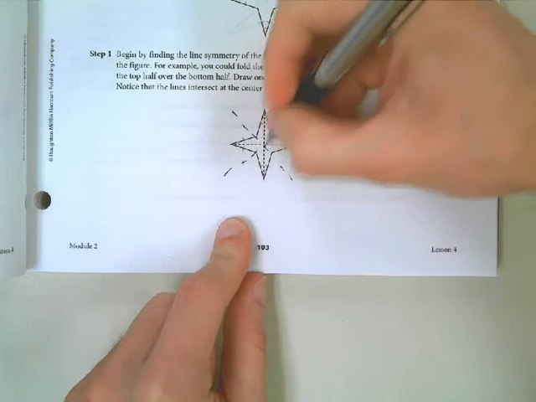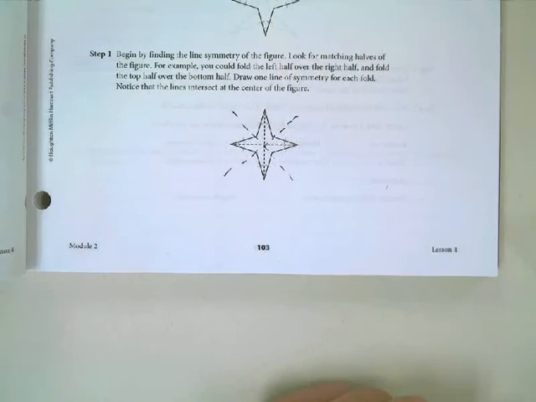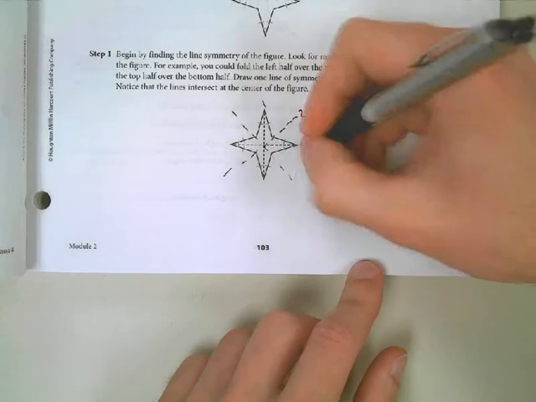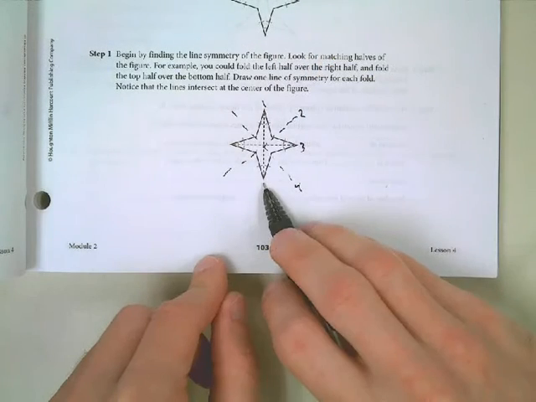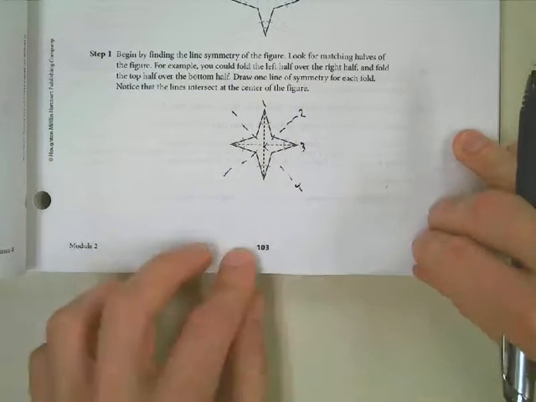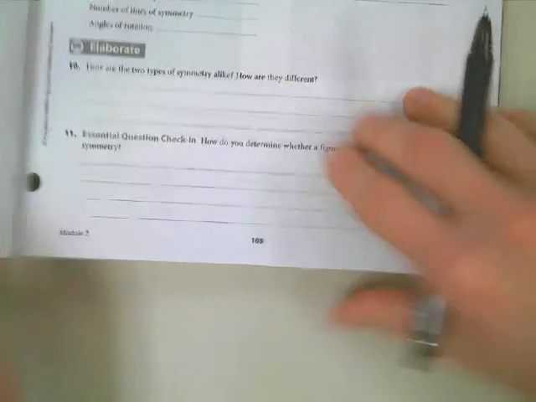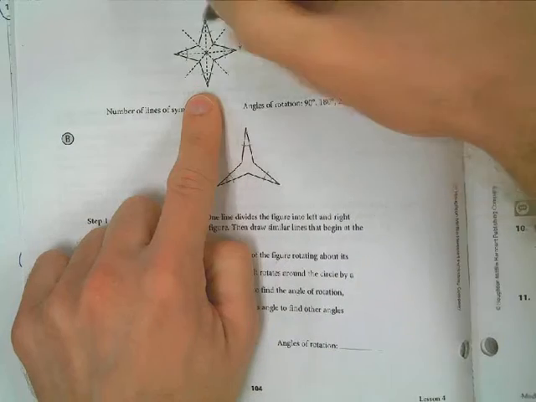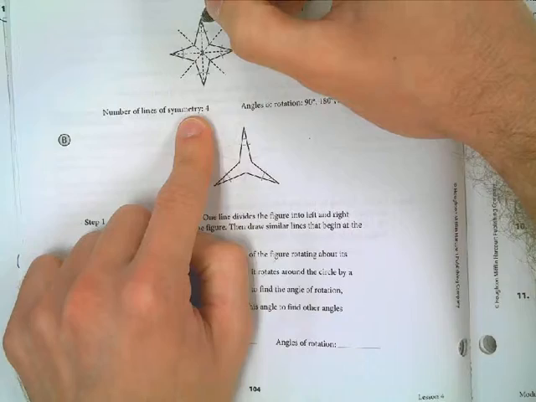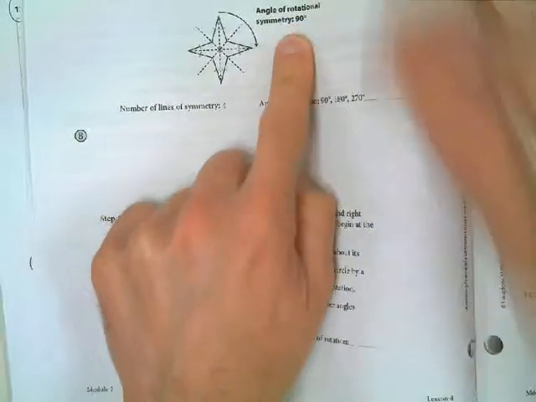So how many lines of symmetry do you have? I see 1, 2, 3, 4. Notice I don't count this one as 5 because I already counted that as the first one, right? So it's 1, 2, 3, 4 lines of symmetry there. And then what about the rotational symmetry? Well, if you look at this, we could turn it 1, 2, 3, 4 times there. And so it's 360 divided by 4, so that gives us 90-degree rotational symmetry. Okay?